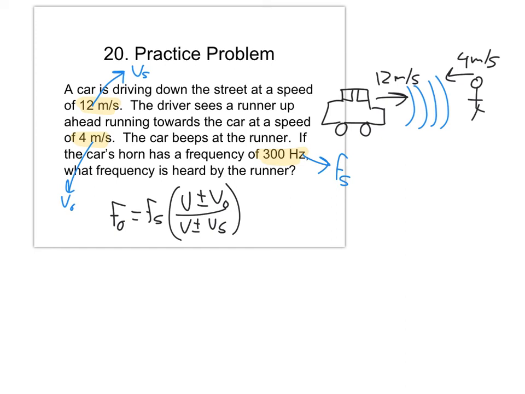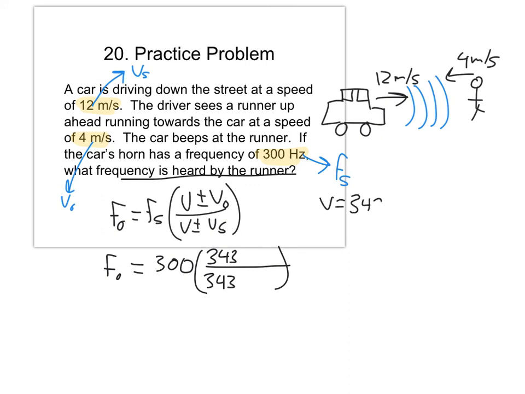So let's go ahead and fill in what we know here. We're looking for the frequency heard by the runner, which is that frequency observed. That's going to be equal to the frequency of the source, which we're told is 300. And then we're going to set up that fraction. So we have 343 on both the top and the bottom for the speed of sound in air. And then we can fill in the velocity of the observer and the velocity of the source. So the observer is going at 4 meters per second. The source is going at 12 meters per second.